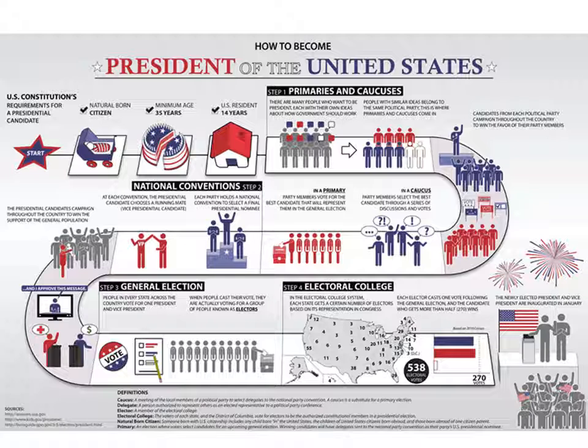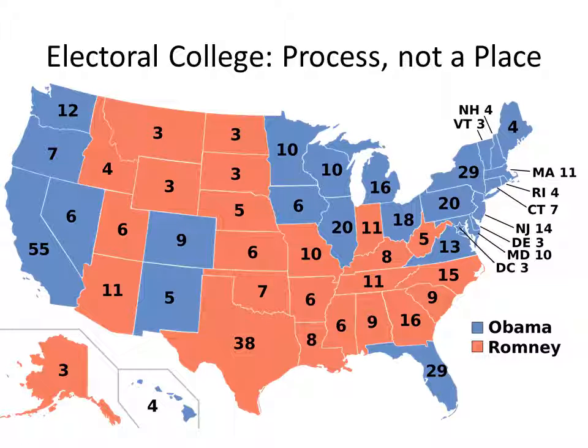In most places, except for Maine and Nebraska, whatever candidate wins the majority of the votes in a state gets all the state's Electoral College votes. So the Electoral College, as I said, meets in December, and it's not a place, it's a process. For example, if you look at this map at Pennsylvania, you see that Pennsylvania is traditionally a blue state, or leans Democratic, and it has 20 Electoral College votes.